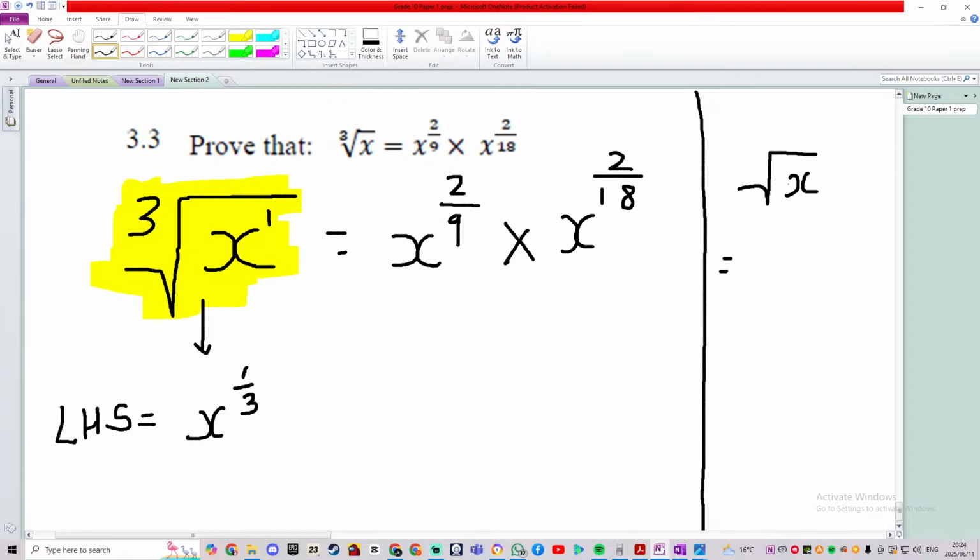Okay, so if I have square root of x, I can rewrite the square root of x to be x to the power of 1 over 2. Yeah? Maybe you didn't know that.